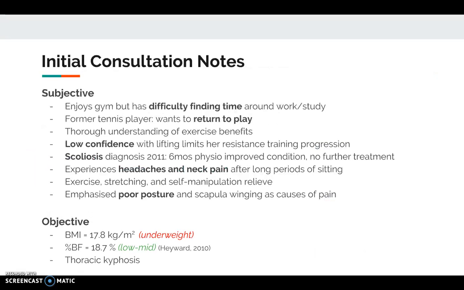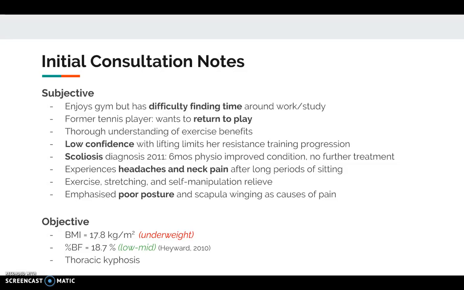My client is currently physically active. She enjoys the gym, however with her study and work commitments it's difficult to find time. She used to play tennis recreationally but stopped about 2 years ago due to these time constraints. Tennis was also an important source of social engagement for her, so she is highly motivated to return to play. She would like to improve her cardiorespiratory fitness for tennis and also for its health benefits. She expressed frustration with her lack of progress in resistance training, saying her low confidence with lifting hindered her progression.